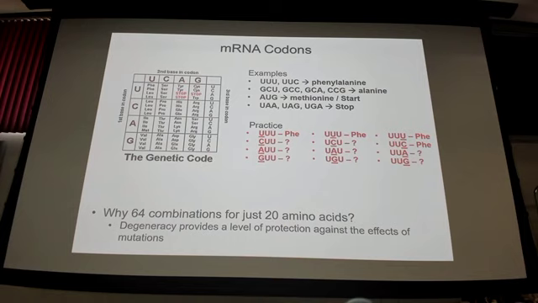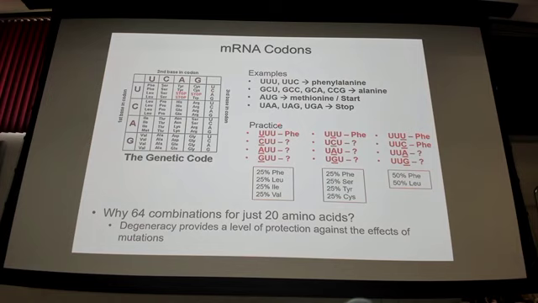UUU is phenylalanine, UUC is phenylalanine, same, yeah, because we're just now staying in this upper left square, right? We're not going anywhere. And then UUA, leucine, and leucine. Okay.